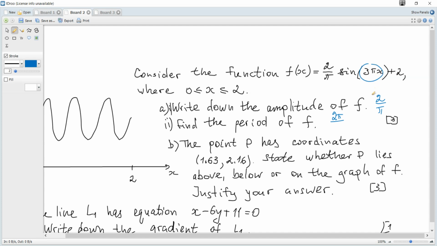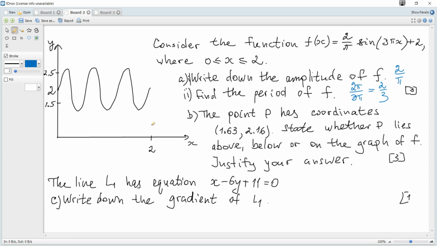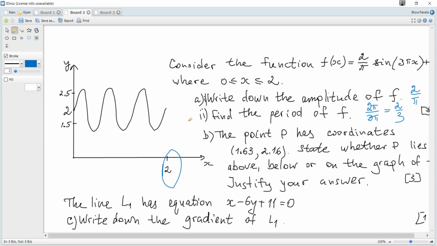The period: x is measured in radians here, and the period is 2 pi divided by this coefficient in front of x, divided by 3 pi, so it's 2/3. If x is measured in degrees, it becomes 360 divided by this coefficient in front of x. Or from the graph you can see for x is 2, there are 3 complete oscillations, and it means there are 3 periods. Hence one period is just 2 divided by 3.